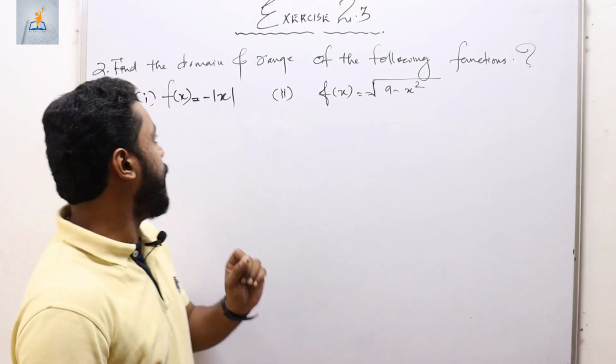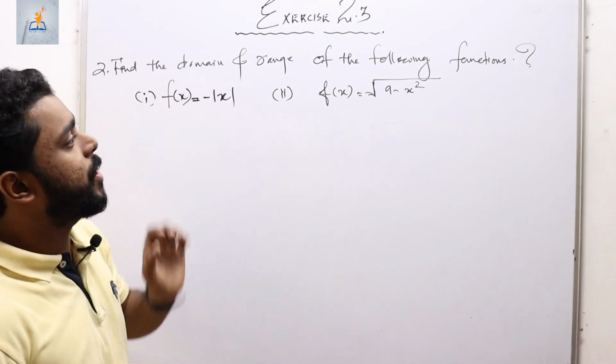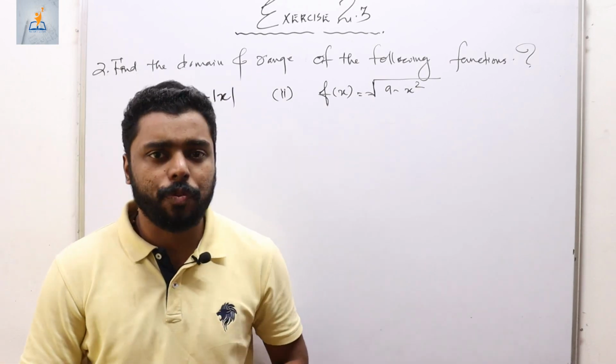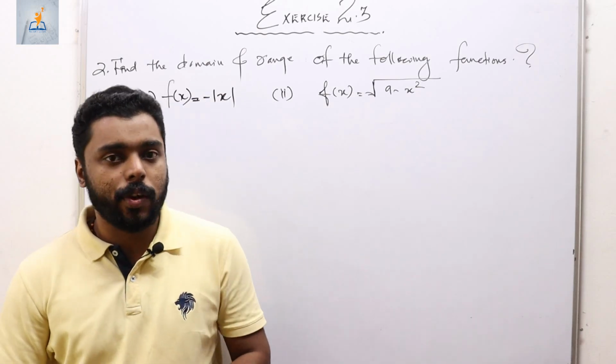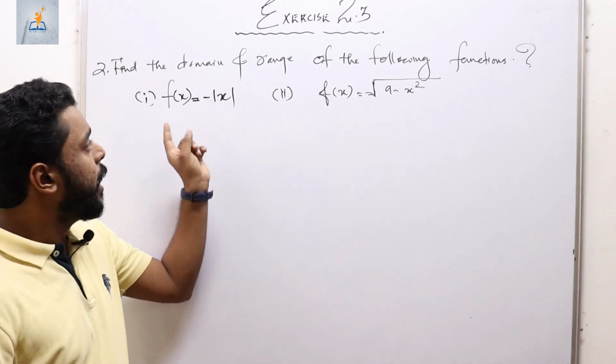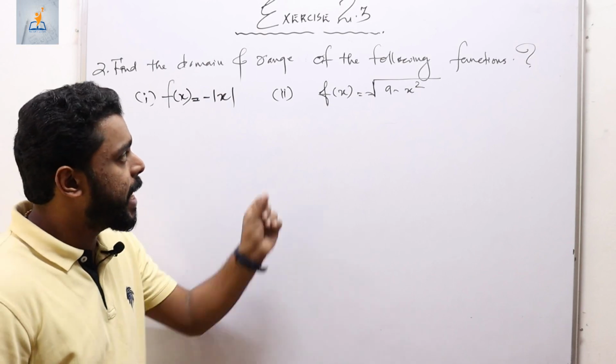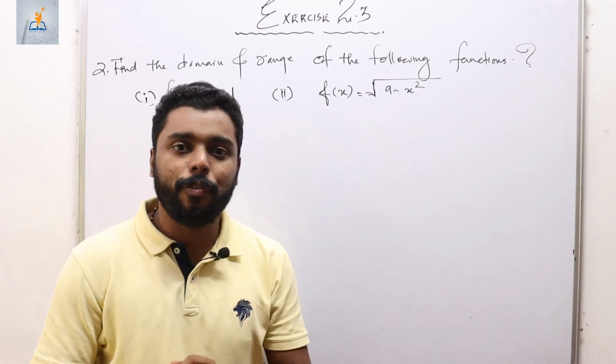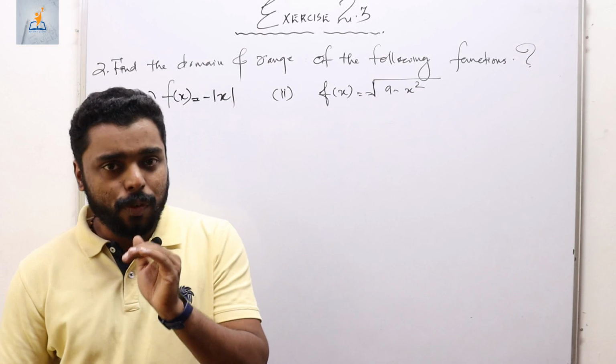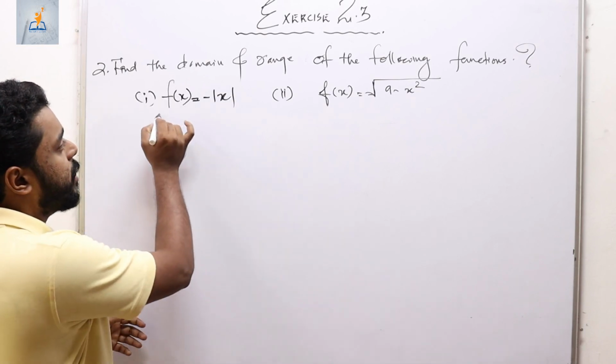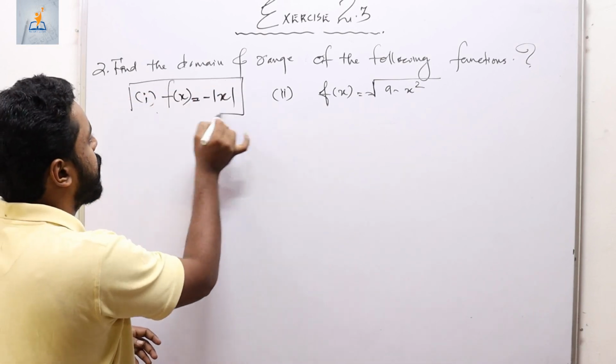The question is: find the domain and range of the following functions. So we are asked to find the domain as well as the range of the two functions given by f of x is equal to minus of mod x and f of x is equal to square root of 9 minus x square, isn't it? So first of all, we are going to evaluate the domain and range of this function.